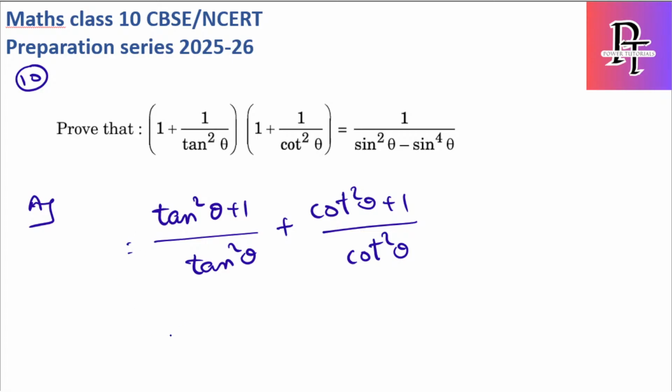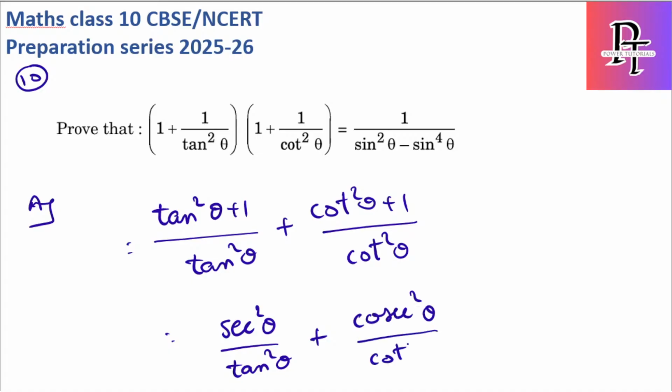Okay, so what is tan into cot? Tan into cot, the value is 1. So if I take, okay, before taking LCM, let us convert few things. 1 plus tan square theta, we know the identity, which is secant square theta by tan square theta. 1 plus cot square theta is cosecant square theta. So this becomes cosecant square theta by cot square theta.